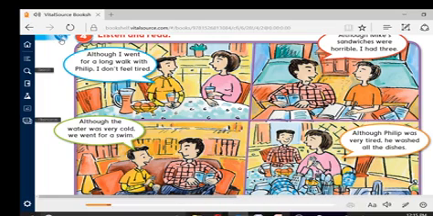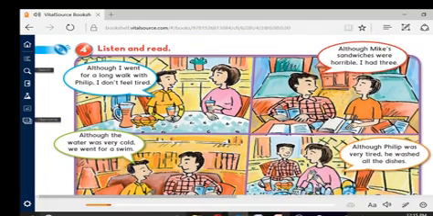Unit 1, Lesson 3, Page 9, Exercise 4. Listen and read. Although I went for a long walk with Philip, I don't feel tired. Although Mike's sandwiches were horrible, I had 3. Although the water was very cold, we went for a swim. Although Philip was very tired, he washed all the dishes.